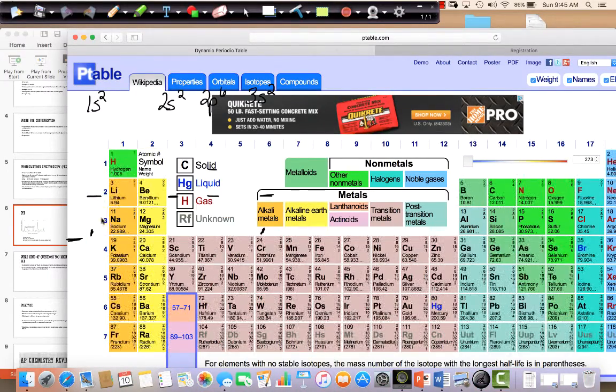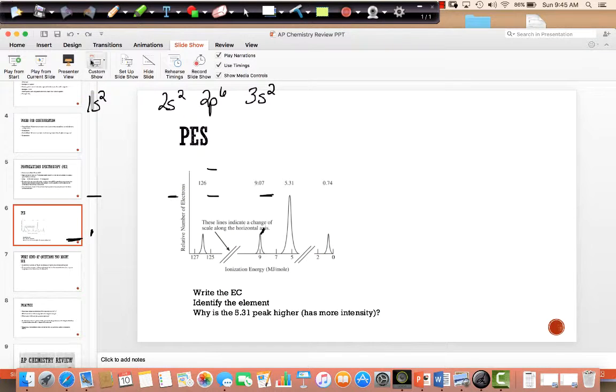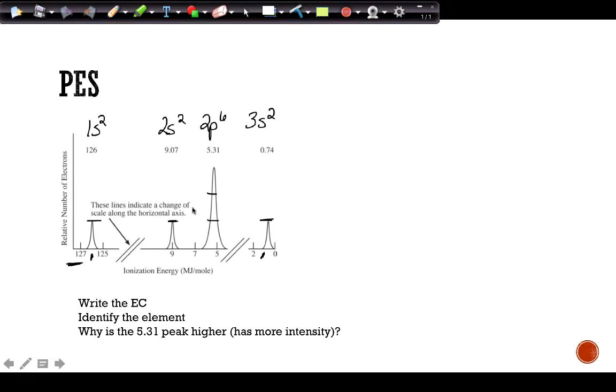Okay, so 3s2 would be magnesium, so this element should be magnesium. Okay, and then it says, why is the 5.31 peak higher? Well, that's because there are more electrons there. There's 3 times the amount of electrons as these peaks. It's going to have 6 electrons.